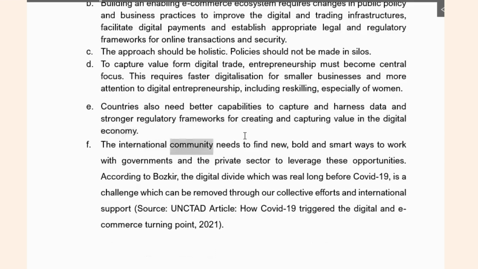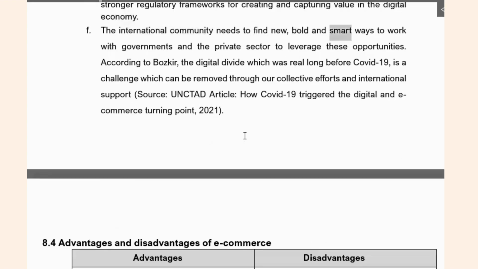The international community needs to find new, bold, and smart ways to work with governments and the private sector to leverage these opportunities. According to Bosker, the digital divide, which was real long before COVID-19, is a challenge which can be removed through our collective efforts and international support. Source: UNCTAD article, How COVID-19 Triggered the Digital and E-Commerce Turning Point, 2021.